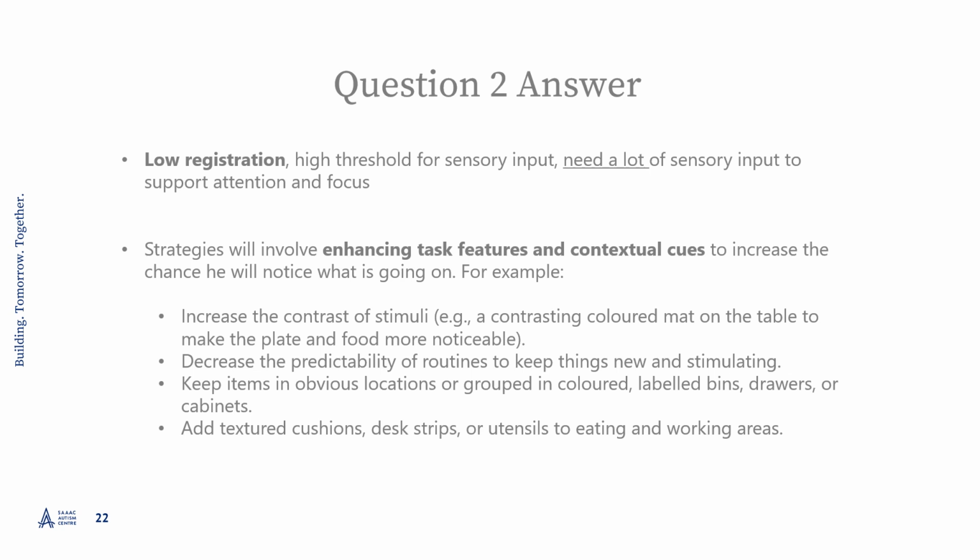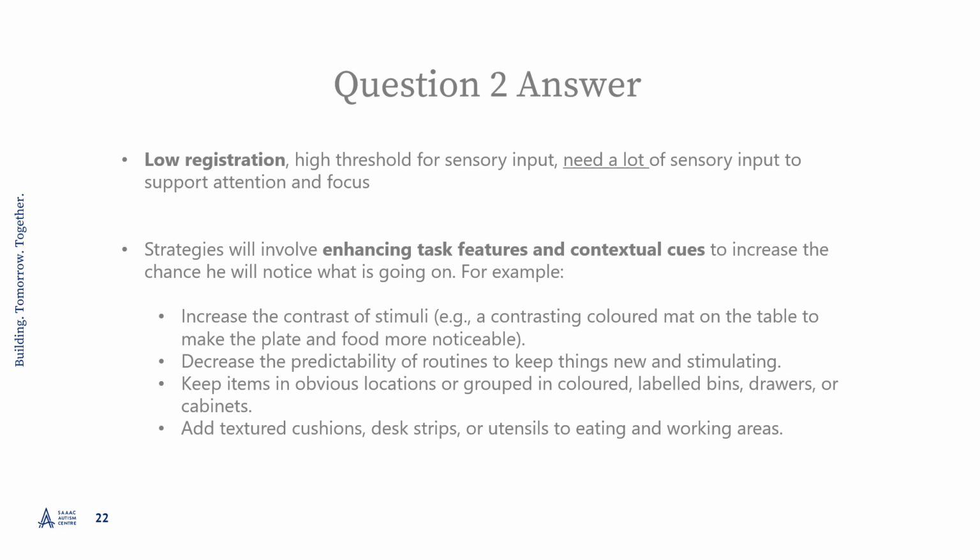Strategies you can use to increase someone's sensory input might involve enhancing task features and contextual cues to increase the chance they will notice what is going on. For example, you may increase contrast using colored mats under materials such as a plate and food to make it more noticeable. You may decrease the predictability of routines to keep things new and stimulating. You may keep items that are commonly used grouped in colored, labeled bins, drawers, or cabinets to draw attention. Or you may add texture to things like cushions, desk strips, or utensils to draw their attention while doing things like eating and working.